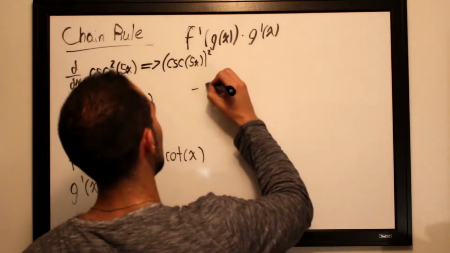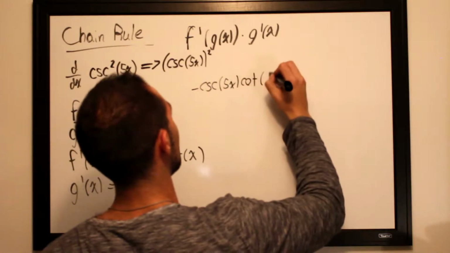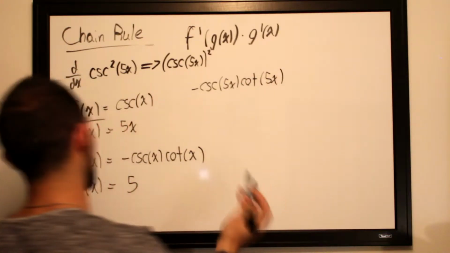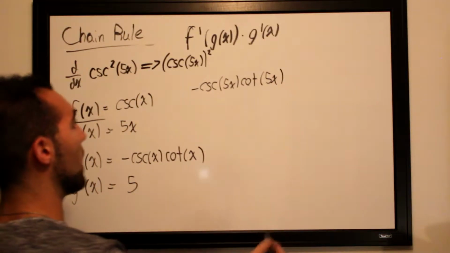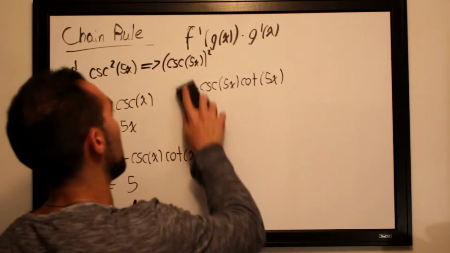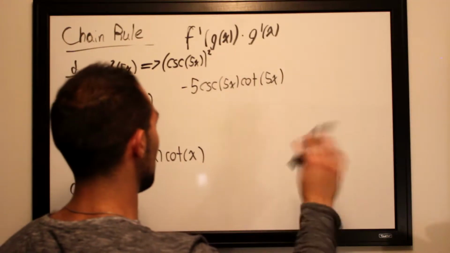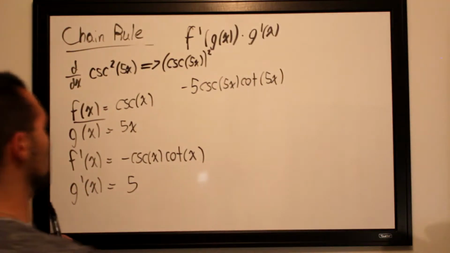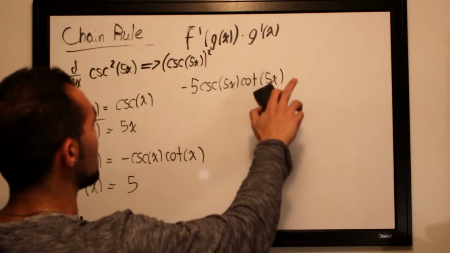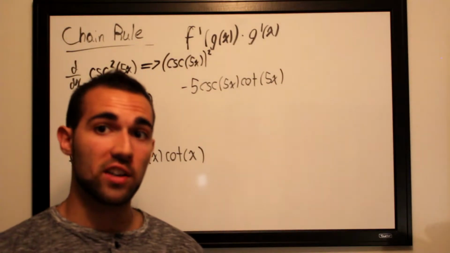So this will be negative cosecant of 5x cotangent of 5x, all of this multiplied by g prime, which is 5. So I'm just going to pull that 5 out in front. So this will be negative 5 cosecant of 5x cotangent of 5x. And then we can raise this entire thing to the second power by using an outer function of x squared.